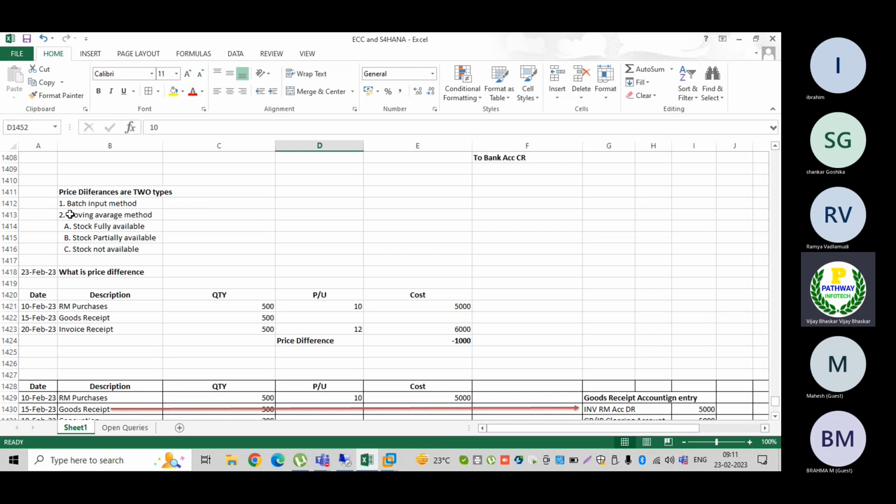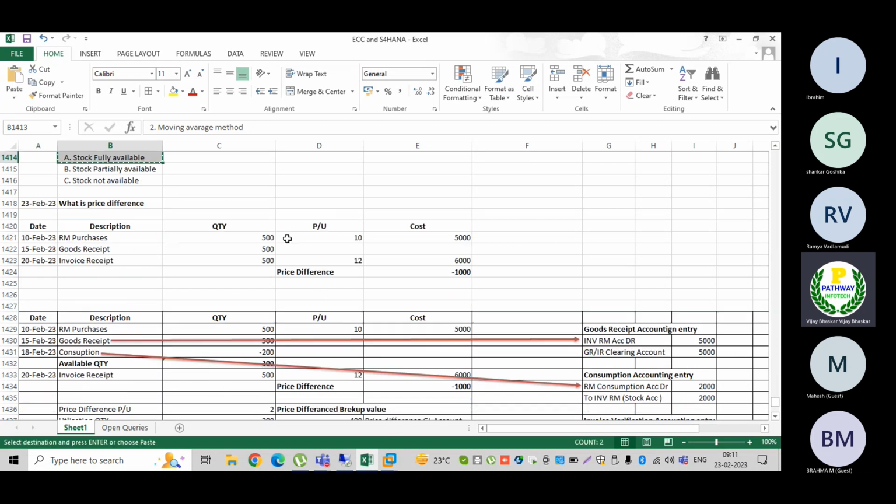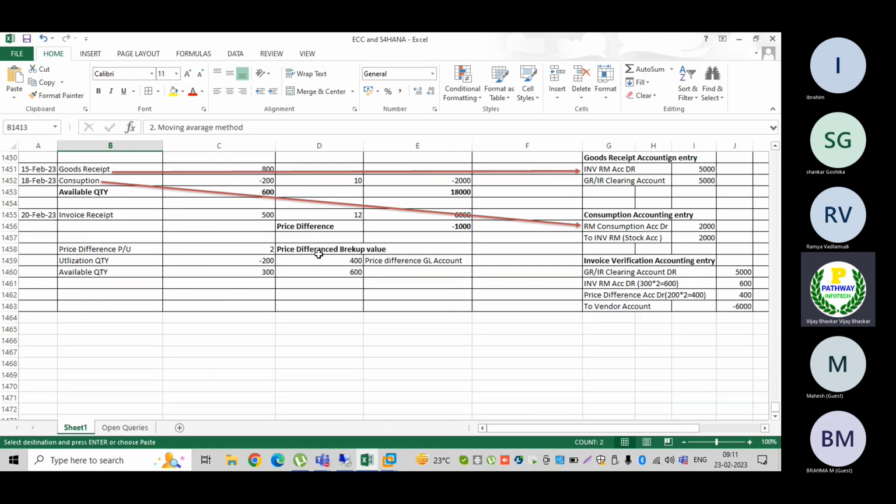In this moving average method, again we have three cases: stock fully available, stock partially available, stock not available. So in this moving average method, stock fully available, first let us discuss about this one.